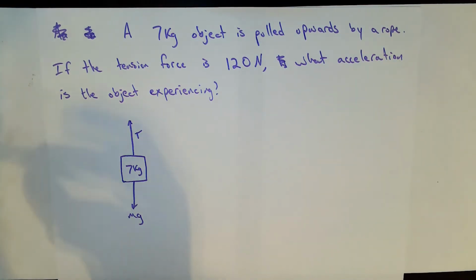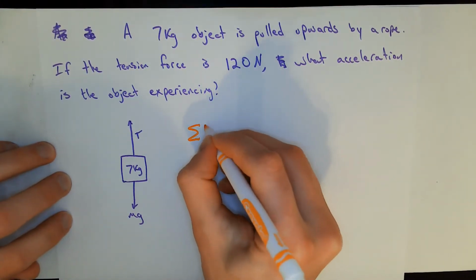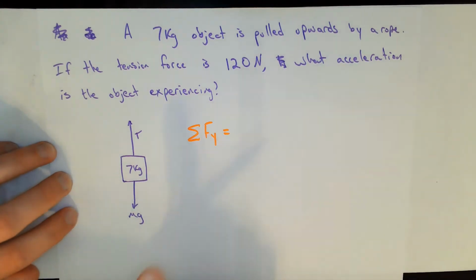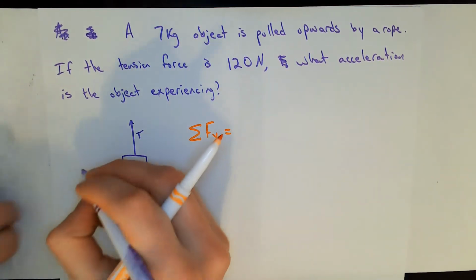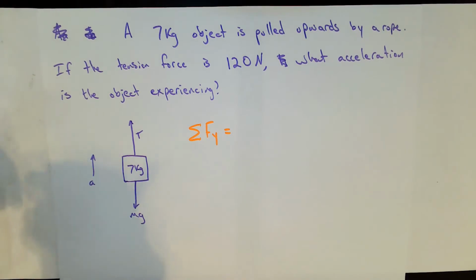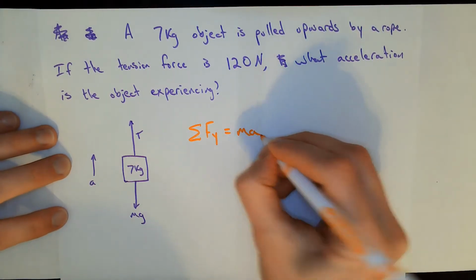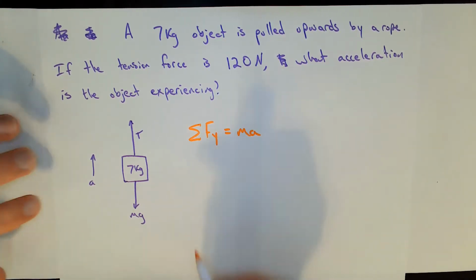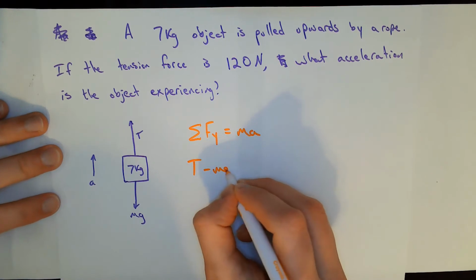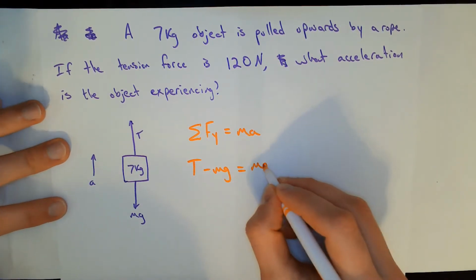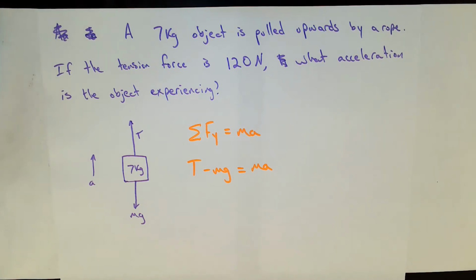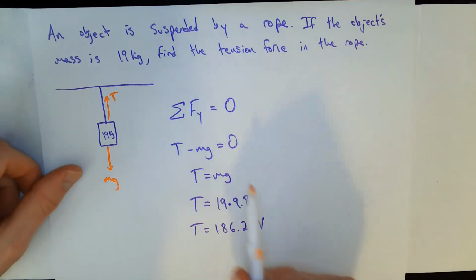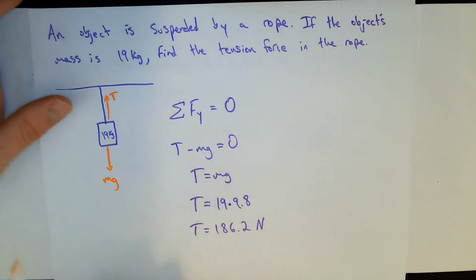All right. Looking at the sum of the forces in the y direction, it is not equal to 0 because the object is experiencing an overall acceleration going up. So the overall force will be mass times that acceleration, which is what we're looking for. I have tension force being positive, mg being negative, and this equal to ma. Contrast that with the earlier example where the sum was 0 because the object is not being pulled up or lowered.